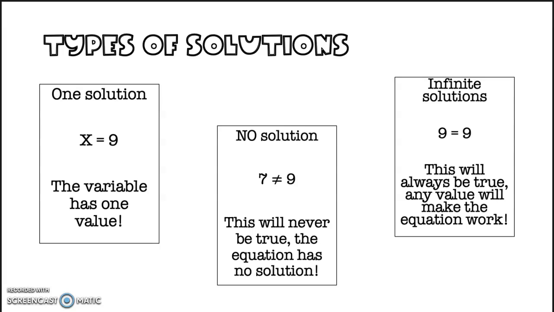Alright, we're going to see different types of solutions. There's one solution when our variable has one value. So if you get to your solution, it says x equals 9, m equals 10, k equals 3, you have one solution. You're going to have no solution when the different sides of the equal sign don't equal. So 7 will never equal 9, 8 will never equal 30, anything like that. That means you don't have a solution. And then infinite solutions is when it's always true. 9 will always equal 9. So if you get to the end and you have the same thing on both sides of the equal sign, that means you have infinite solutions.